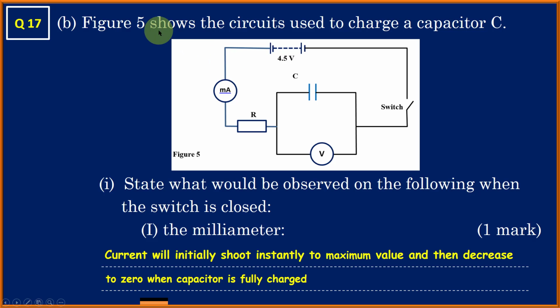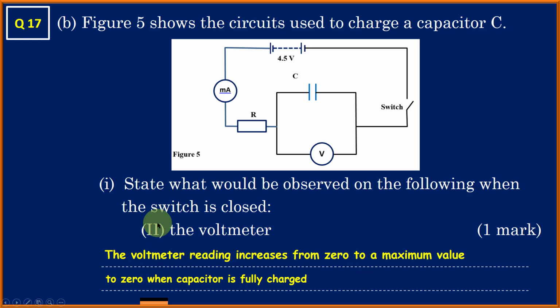Part 2 or B of 17. Figure 5 shows the circuit used to charge a capacitor C. State what would be observed on the following when the switch is closed, the milliammeter. Current will initially shoot instantly to a maximum value and then decrease to 0 when the capacitor is fully charged.